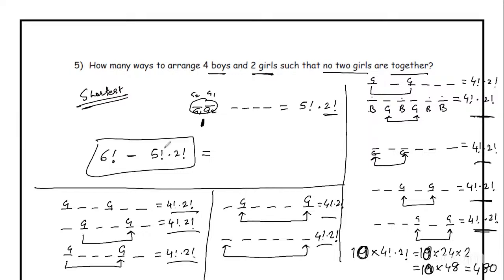Now the short method out here, 6 factorial is 720. Minus 5 factorial is 120 into 2. So that is 720 minus 240. And that is 480.